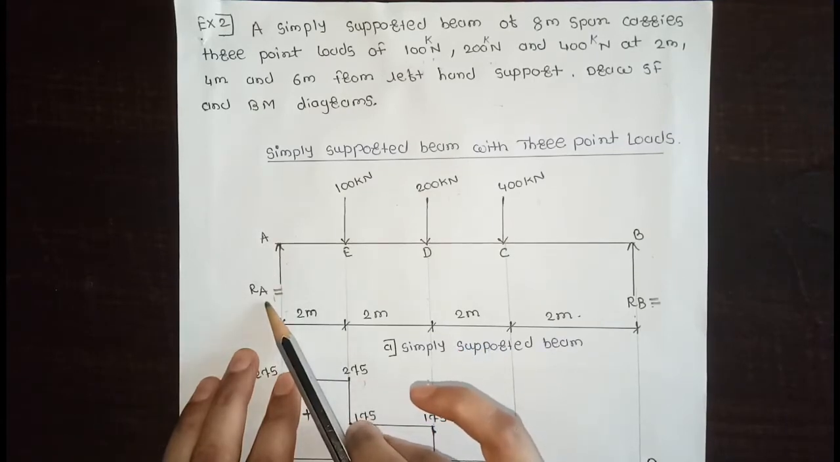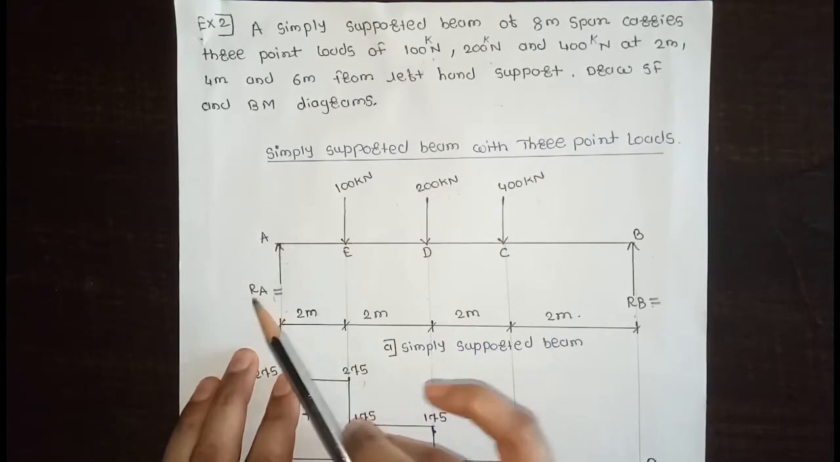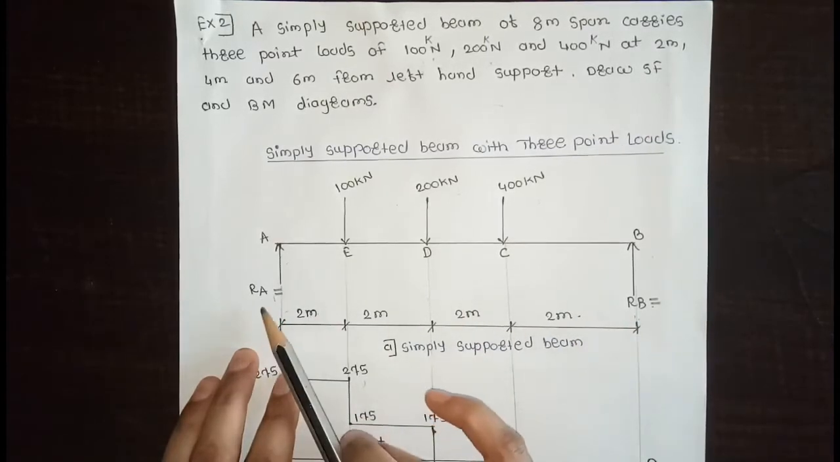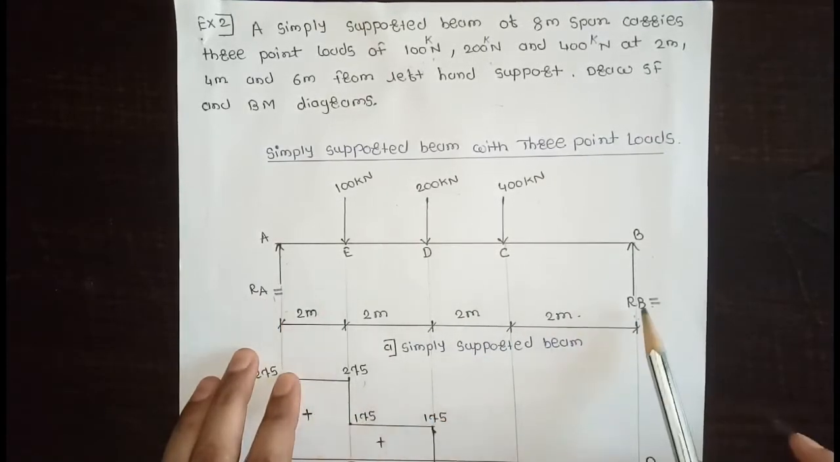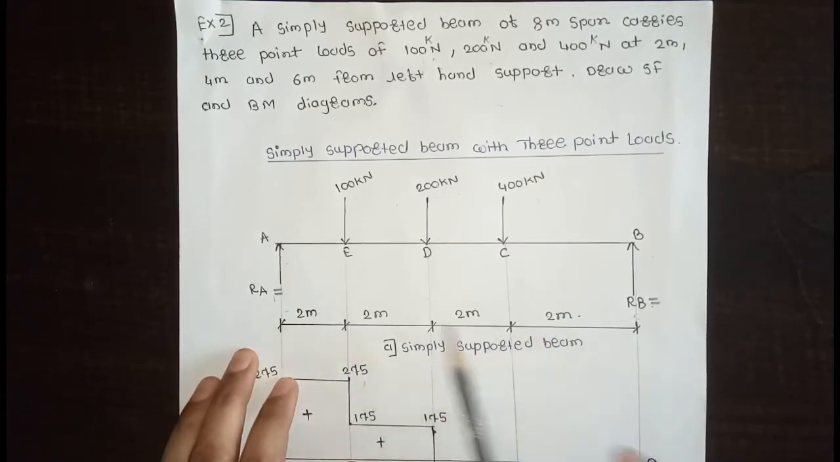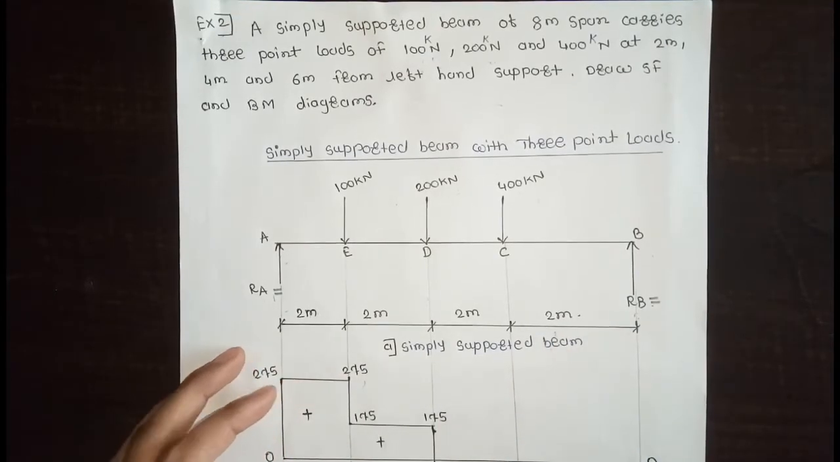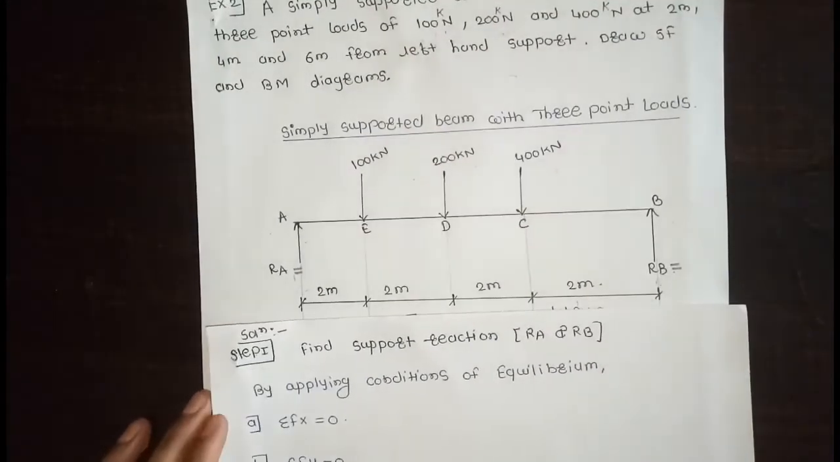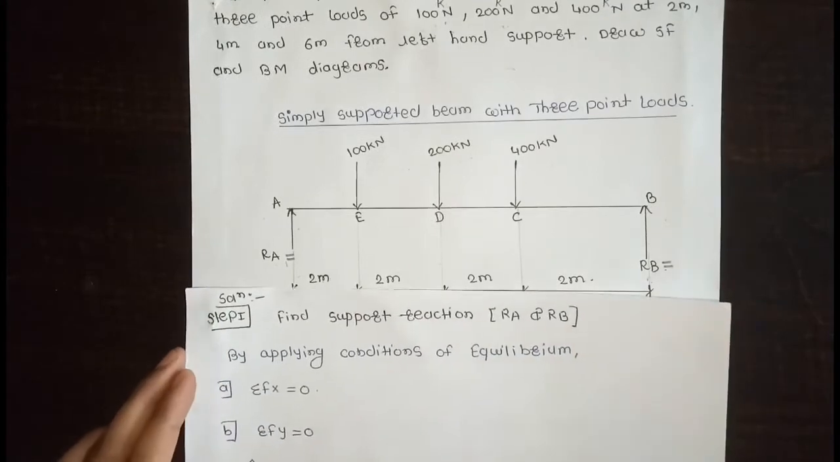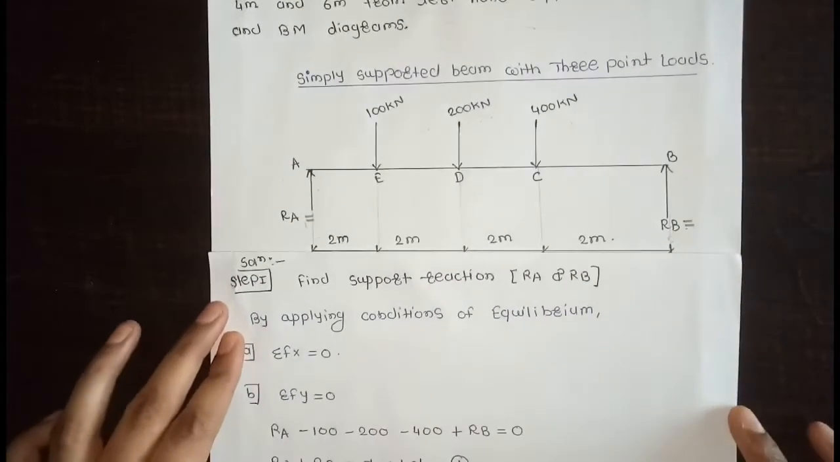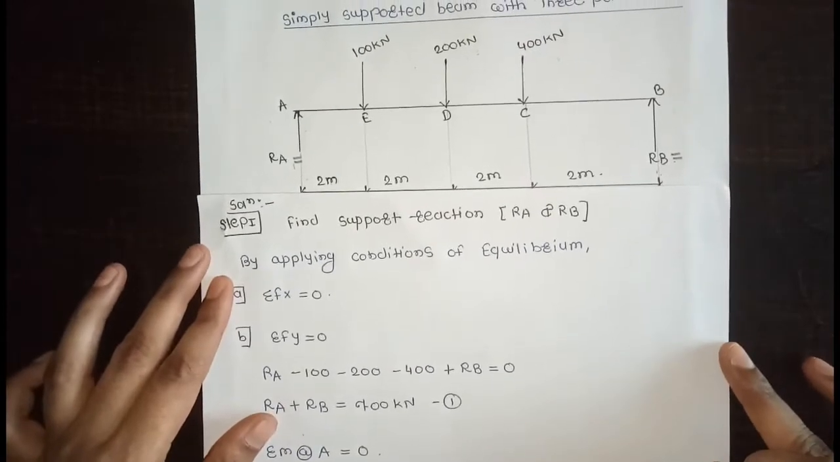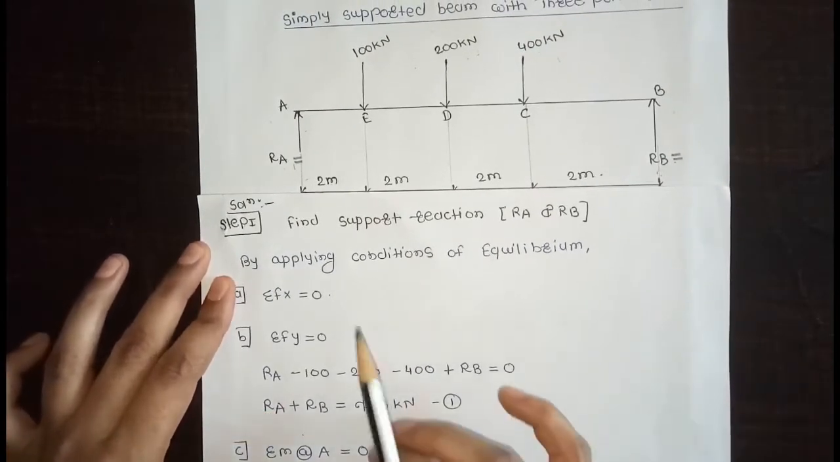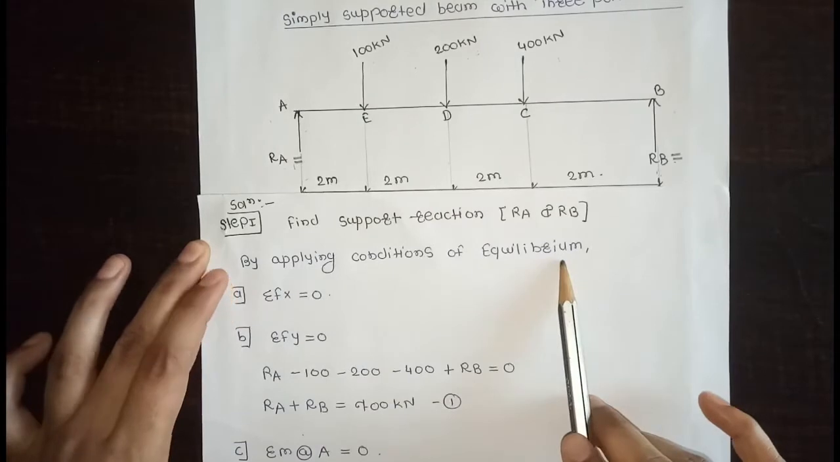So first of all, calculate the support reactions RA and RB. Support reaction RA, reaction at support A, and RB, reaction at support B. Total span of the beam is 8 meter. So what is the first step? Find support reactions by applying conditions of equilibrium.